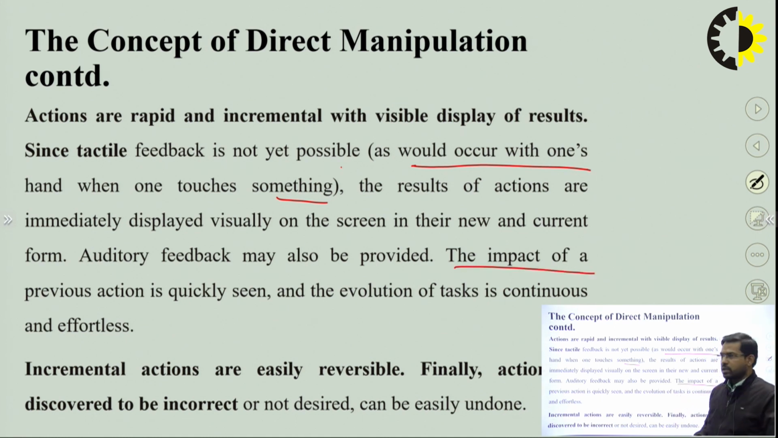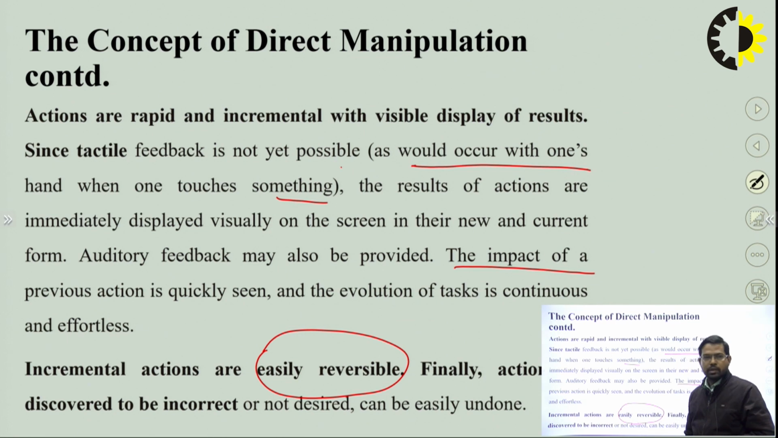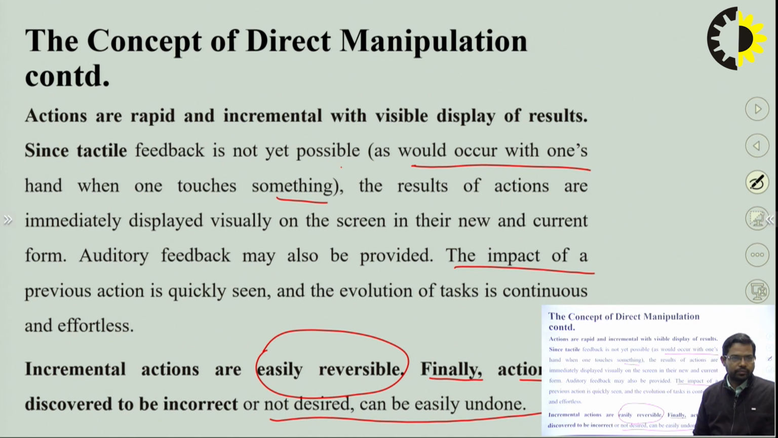The impact of the previous action is quickly seen. Just like, if I want to open a folder from drive C, I go to C first. I have selected the C drive, then go to the next folder, then to the next folder. So the previous action is quickly seen, and the evolution of the task is continuous and effortless. Incremental actions are easily reversible. For example, I go to the C program files, system32, and there are different folders there. I can go back to the previous one also. Finally, an action, if discovered to be incorrect or not desired, can be easily undone.